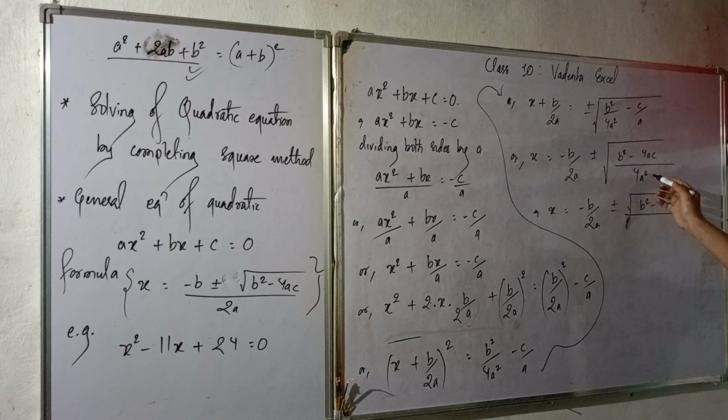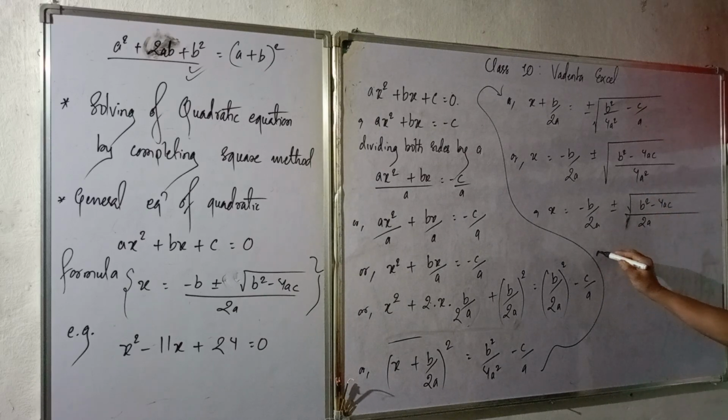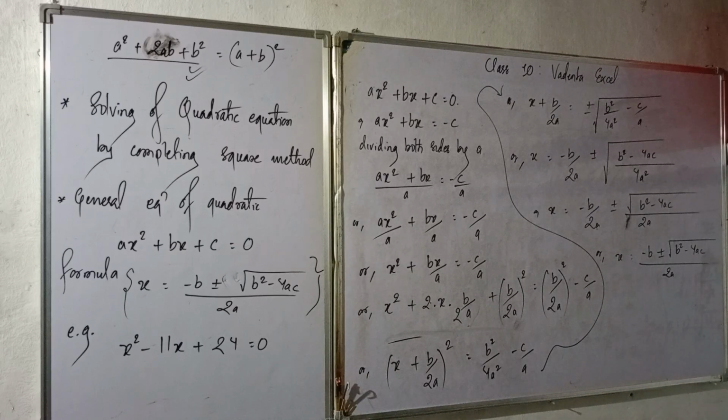Now this 4a square can be moved outside of the root. This becomes 2a. Yes, so in here we have both denominators the same. Now we can directly operate on the numerator. Minus b plus minus root b square minus 4ac divided by 2a. Now this is the formula for how to solve quadratic equations. Okay, this is how you derive this.